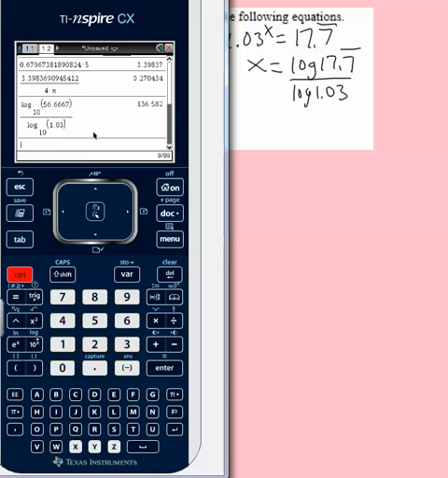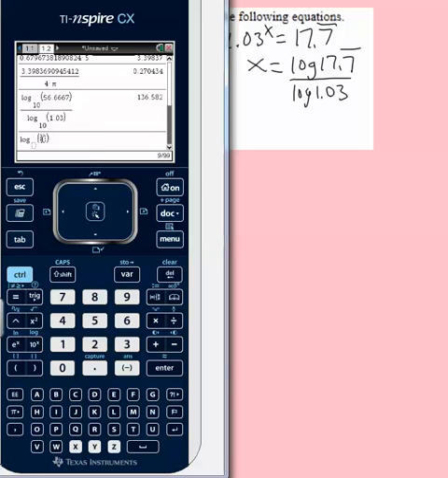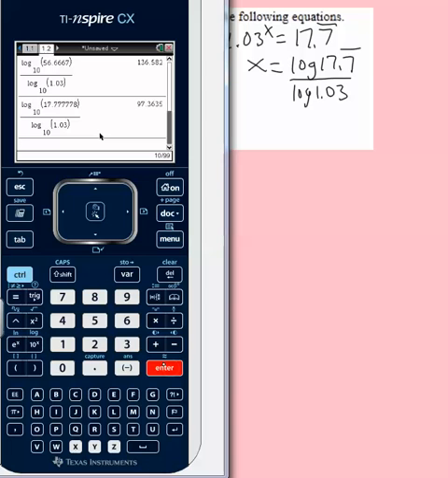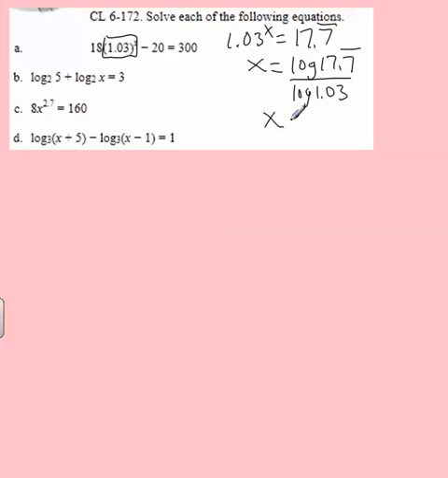So log base 10 of 17.777778 or so divided by the log of 1.03, and we get 97.36. So x in part A is approximately 97.36. Okay, moving along to B.